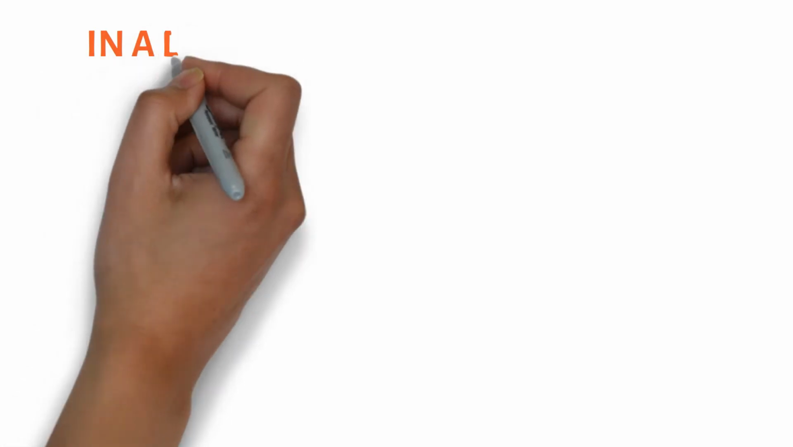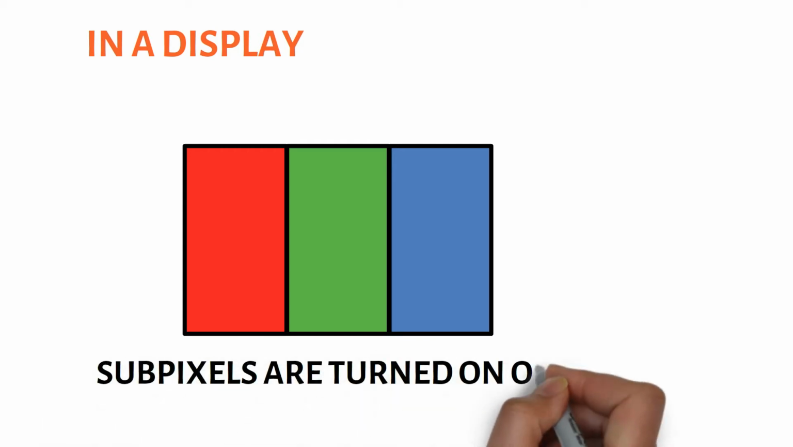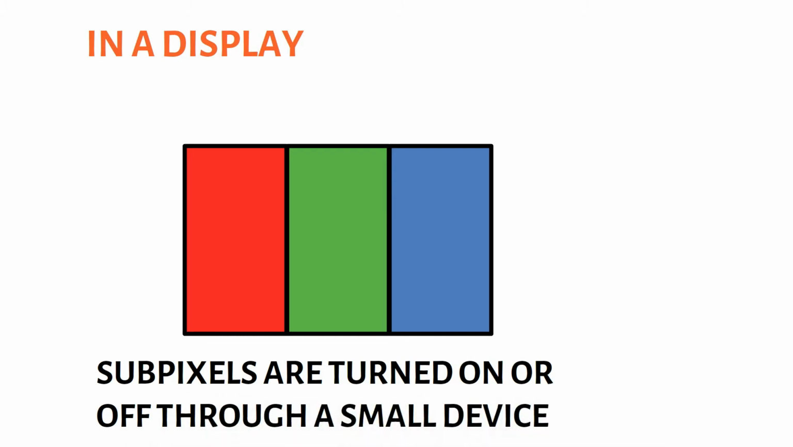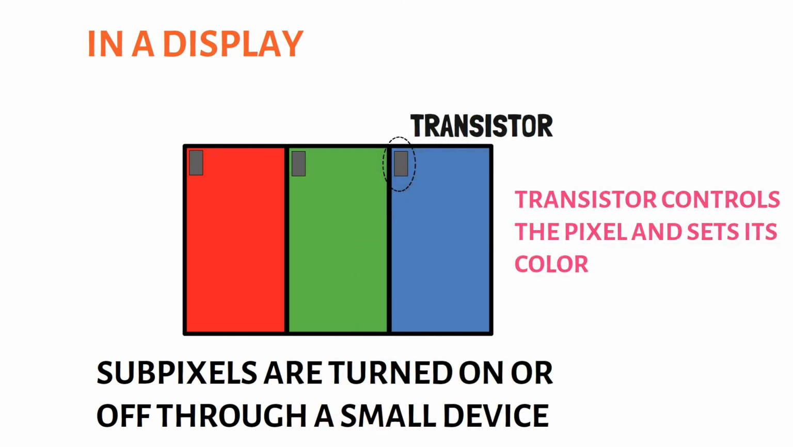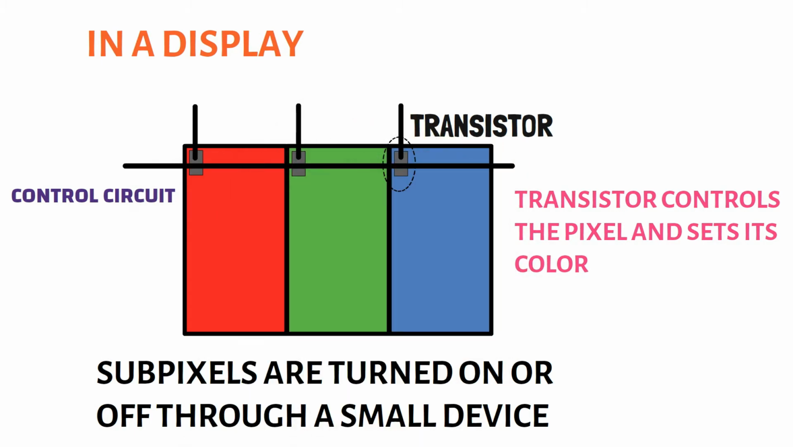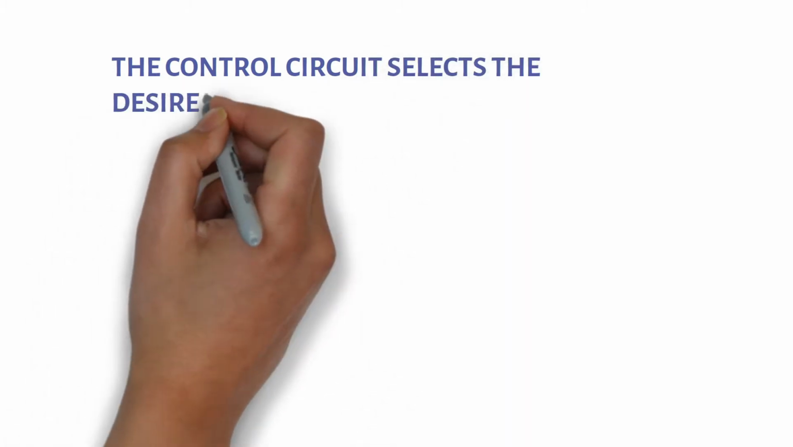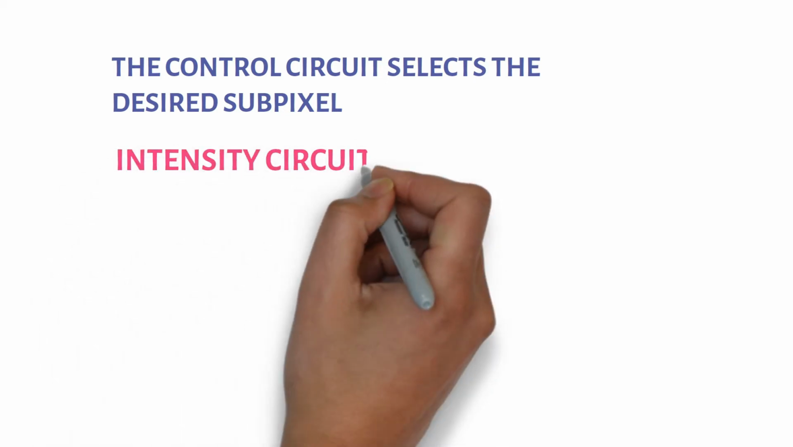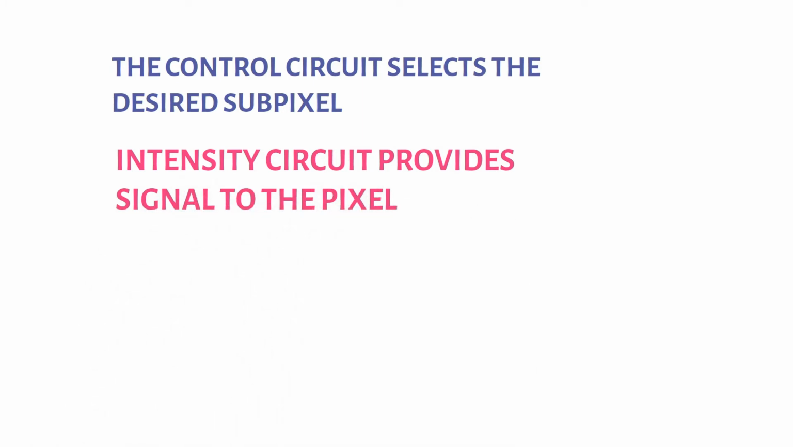But we have to control these subpixels somehow. So in a display there are small devices that allow the subpixels to turn on or off, and with varying intensity or color brightness. This is done through a small device called a transistor, which controls the pixel and sets its color. The transistor is connected to a control circuit that is responsible for selecting the subpixels. The signal circuit contains the signal that tells the subpixel the intensity or brightness of its light. So if a signal is stronger, the subpixel will light up more, whereas if the signal is weaker, the subpixel will not be that bright.